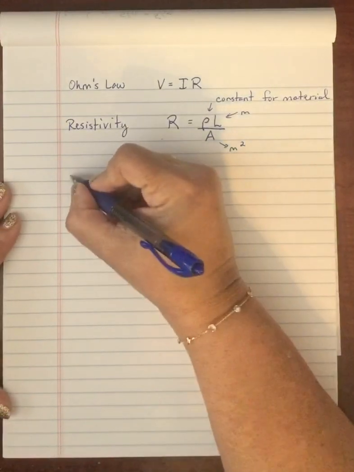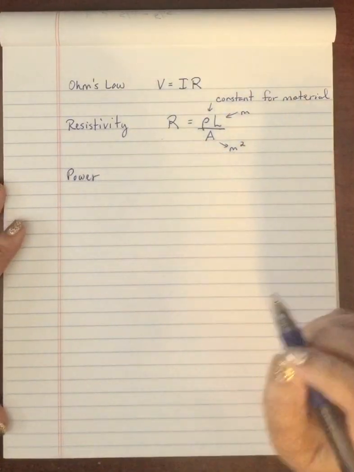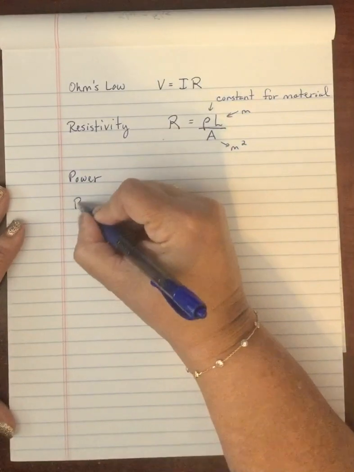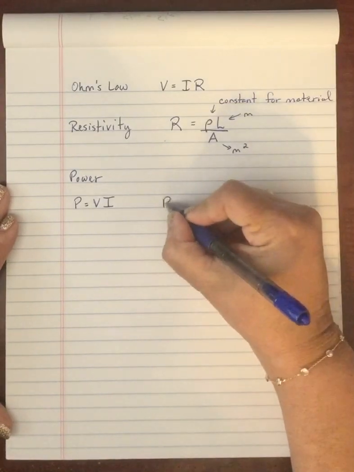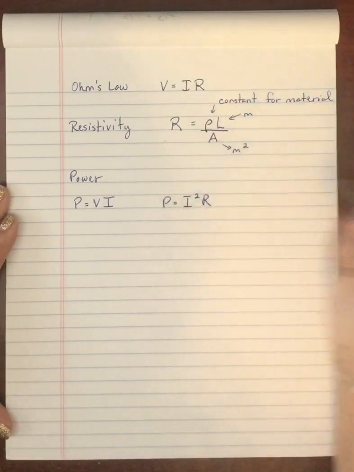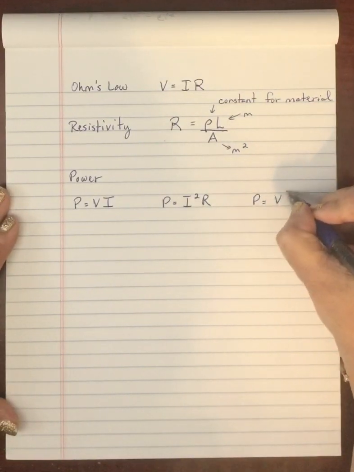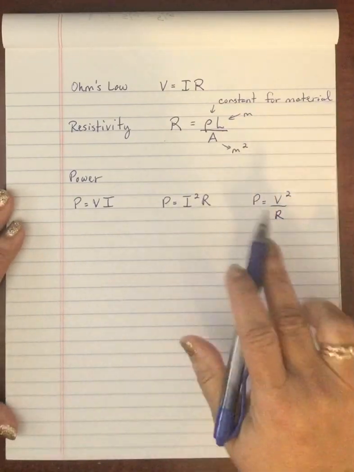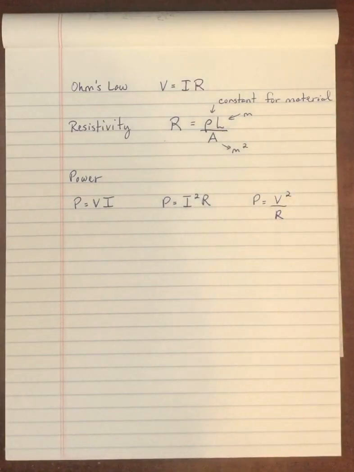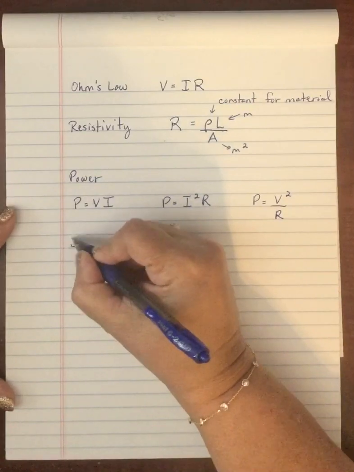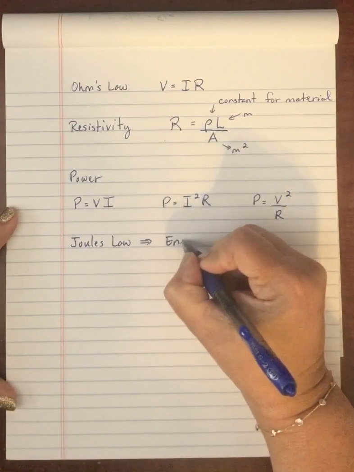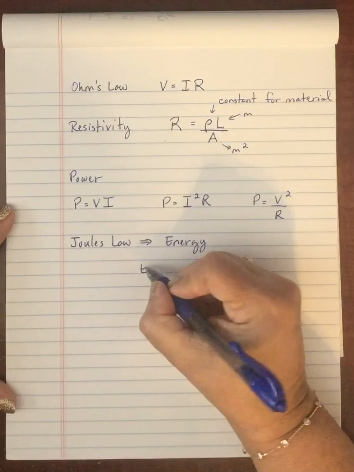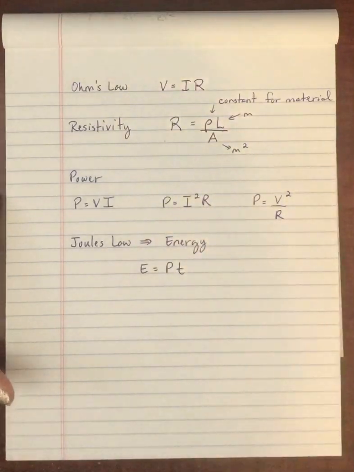next we have the power formulas. And there are three power formulas that you can use. You can use the power is voltage times current. So that's one formula. You can do power is current squared times resistance. Or you can do power is voltage squared over resistance. So any of those three formulas will give you the power. And it just depends on what you're given in the problem, which one you use. Finally, you're going to use Joule's law to find energy. And that formula is basically that energy is power times time. So those are our formulas.